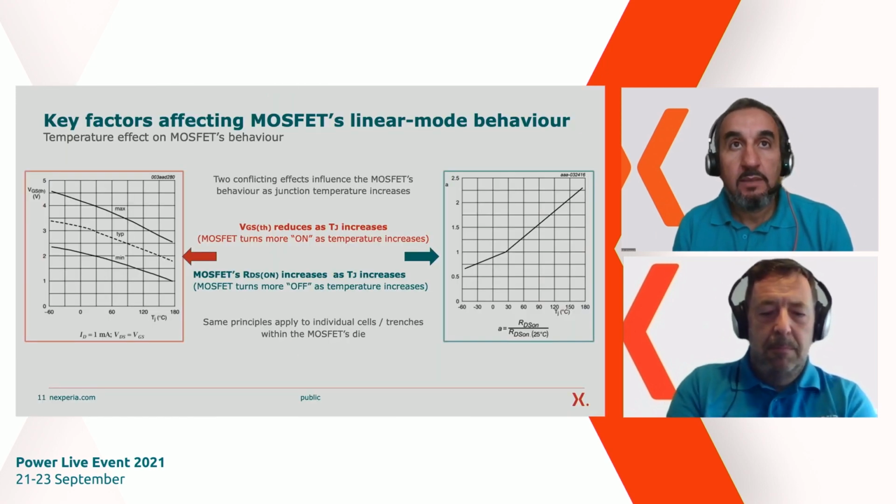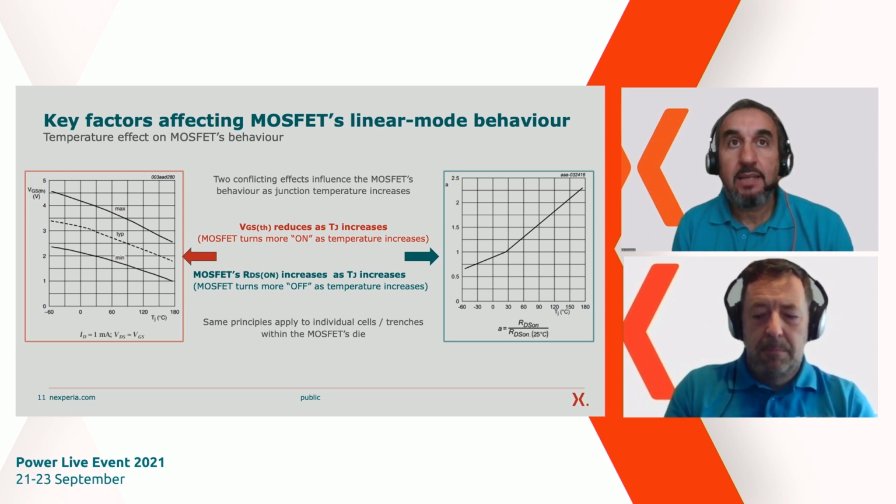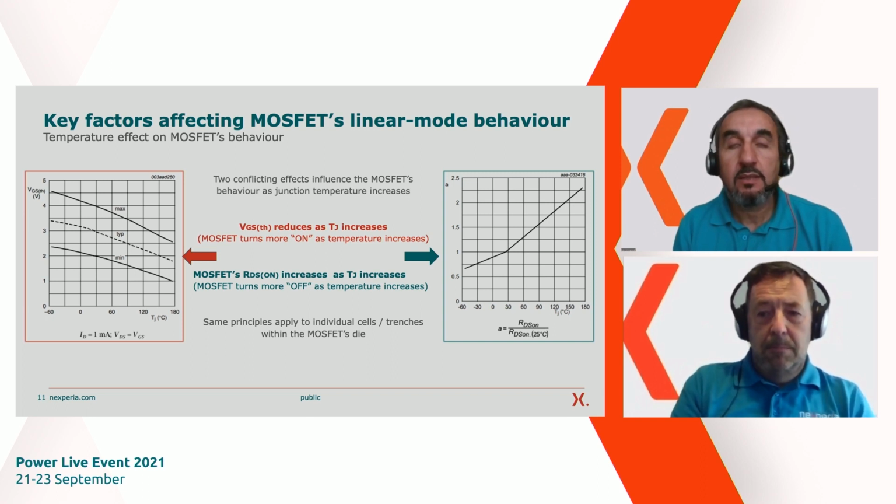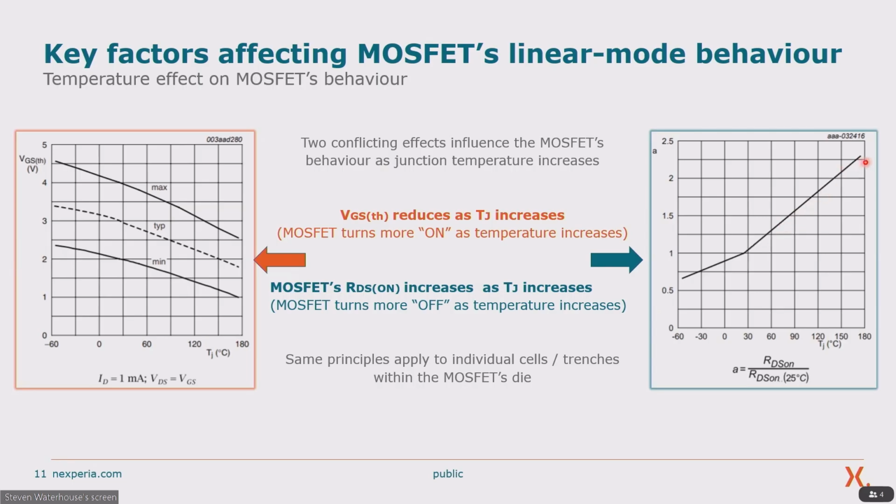So there are two main parameters that are affected by temperature, and they influence the linear mode operation. One is the VGS threshold, which tends to reduce with the temperature going up, and that allows more flow of current. As opposed to the RDS-on of the MOSFET, which increases as temperature increases, and that reduces the flow of current. So they have opposing effects with high temperature, and this will become apparent as to how it influences the linear mode operation.